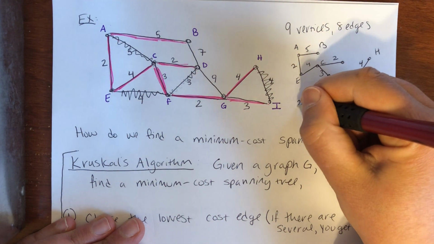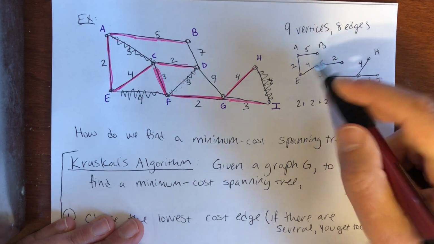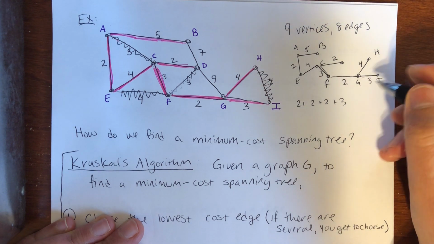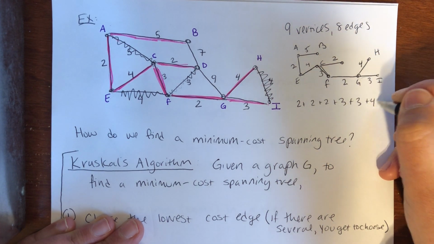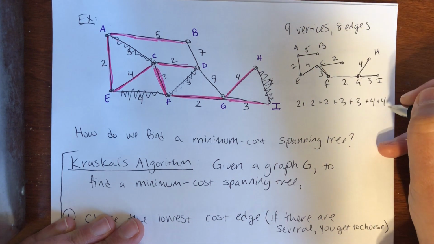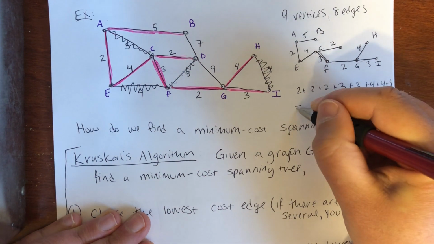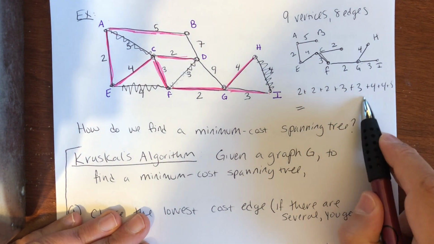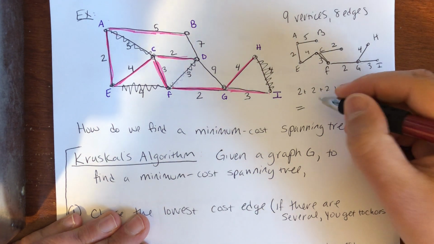So the cost of this spanning tree would be 2 plus 2 plus 2, plus we have a 3 edge here and a 3 edge here. We have a 4 edge and a 4 edge. And then we have a 5 edge. So these are all of our edges, and the total cost of this spanning tree would be 6, 12, 20, 22, 25.